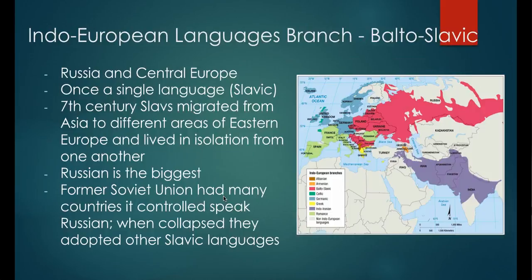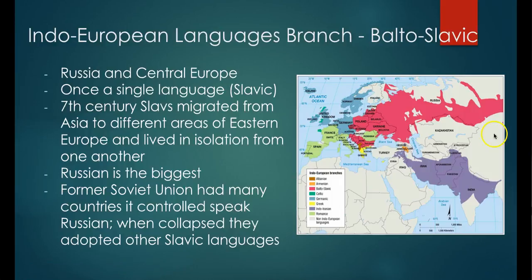Next one we're going to look at here is the Indo-European languages of the Balto-Slavic. This one's going to be a little bit harder for us to regionalize, but if you think about the Baltic states, the Slavic states, over here, this pink, purple thing is going to give us kind of a good idea. So the big language here in the Balto-Slavic is obviously going to be Russian.